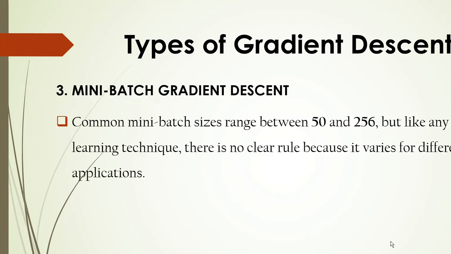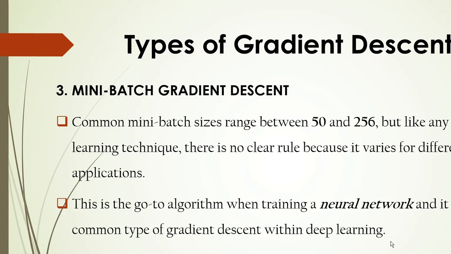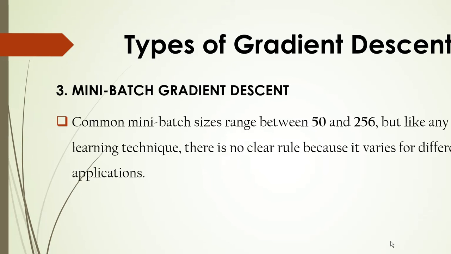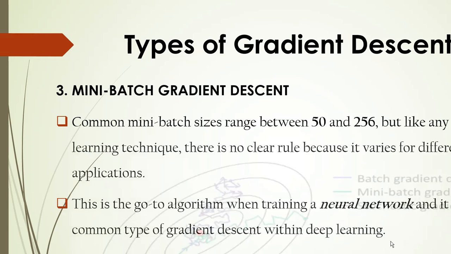Also, common mini batch sizes range from 50 to 256, but like any other machine learning technique, there is no clear rule because it varies for different applications. So this is a go-to algorithm when training a neural network, and it is the most common type of gradient descent within deep learning. Also, common mini batches range from 50 to 256, as I have told you earlier.